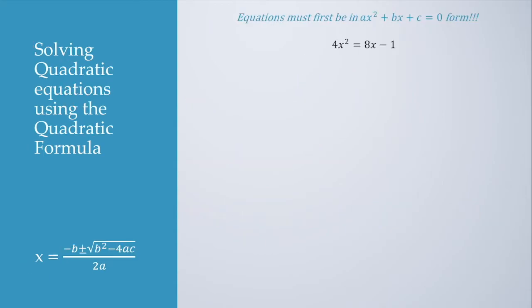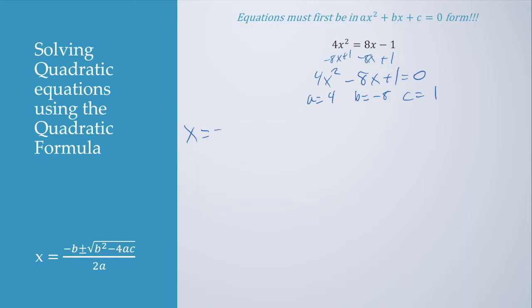So I have 4x squared equals 8x minus 1, and the first step in this case is we need to get it into standard form. Otherwise, our terms will have the wrong sign and our quadratic formula will be incorrect. So I'm going to move everything over to the left. I have 4x squared minus 8x plus 1 is 0. And now is when I'm going to play with my ABCs. So A is 4, B is negative 8, and C is a positive 1.